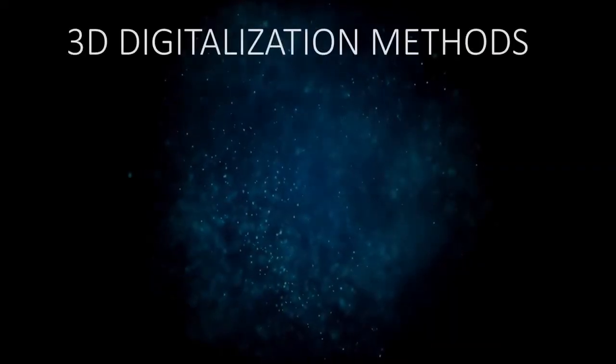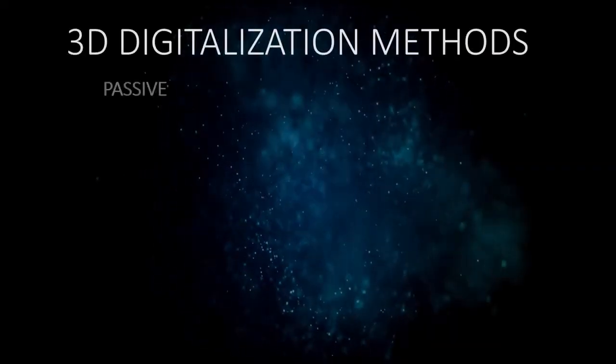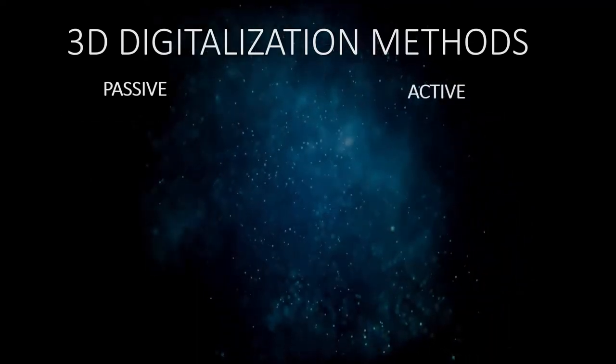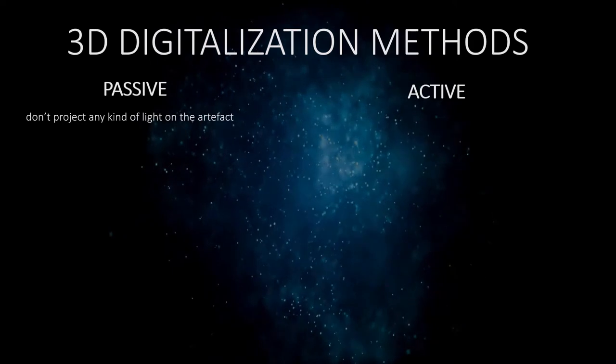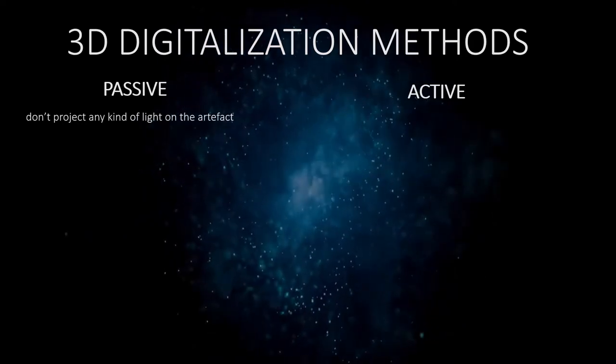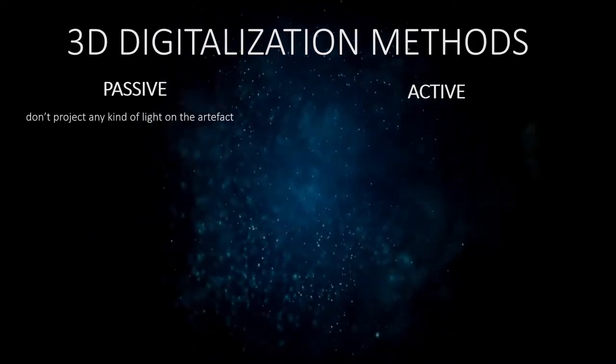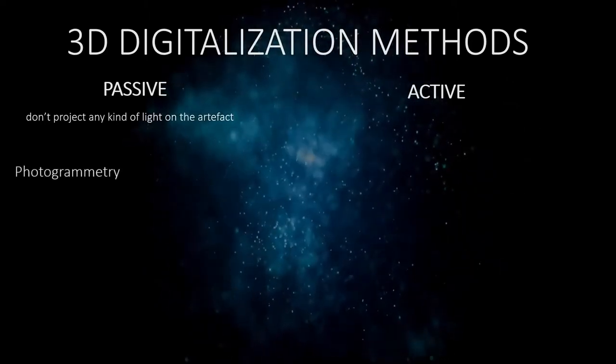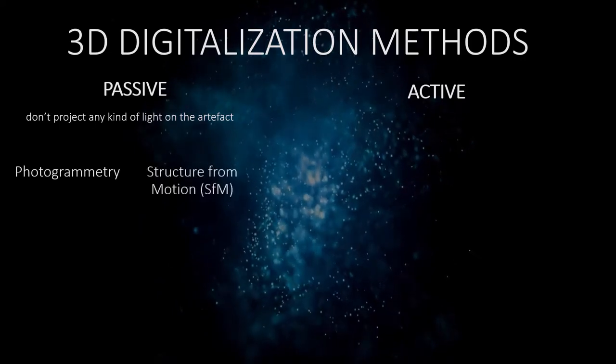3D documentation can be divided into passive and active methods. Passive methods don't project any kind of light on the artifact. The most frequently used in this group are photogrammetry, which is the most popular in archaeology, and SFM, structure from motion.